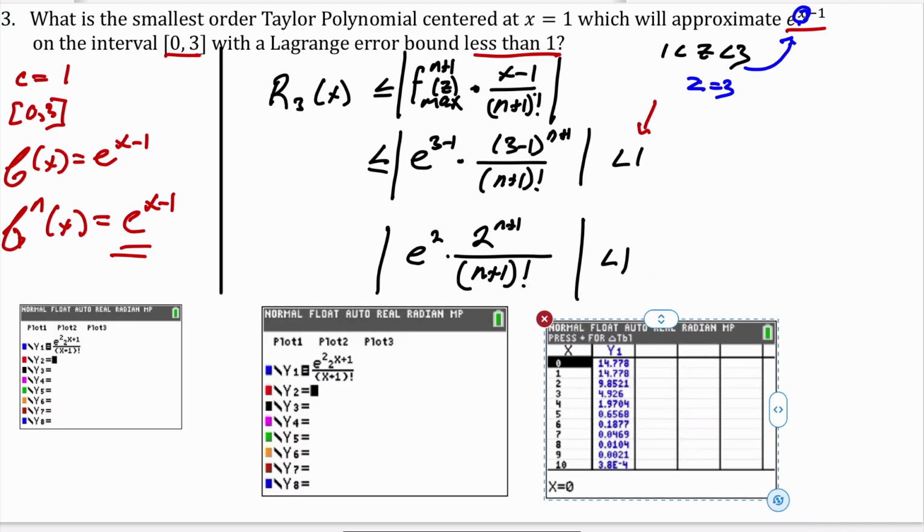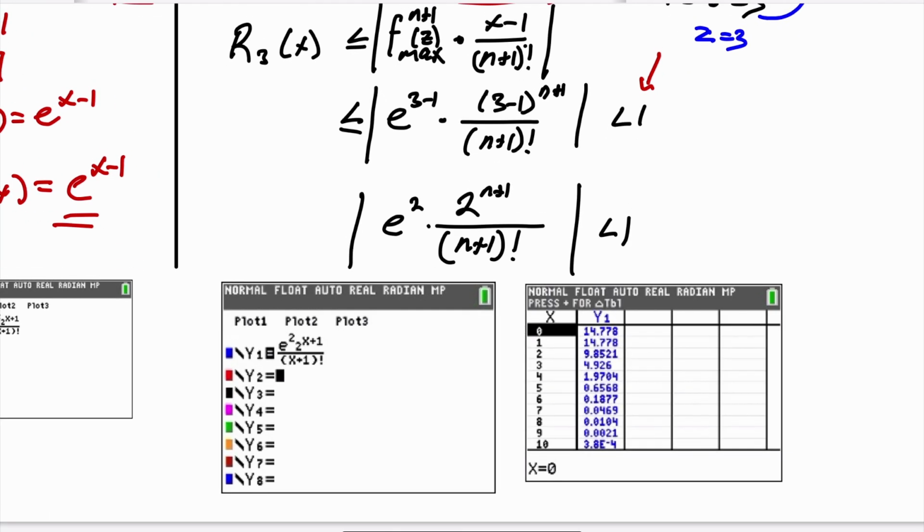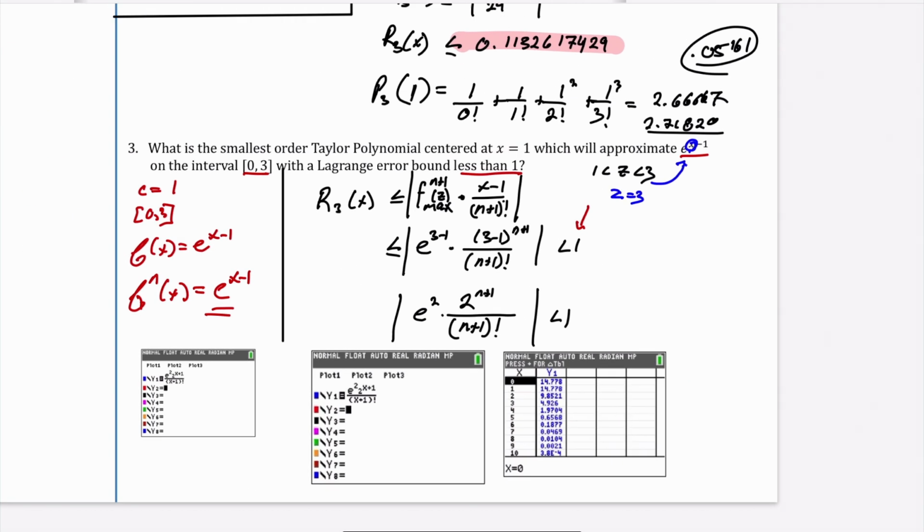If you notice, we've got to be less than 1 there. So the first time it's going to be less than 1 is at 5. So we're going to need a 5th order, 5th degree Taylor polynomial to do that.